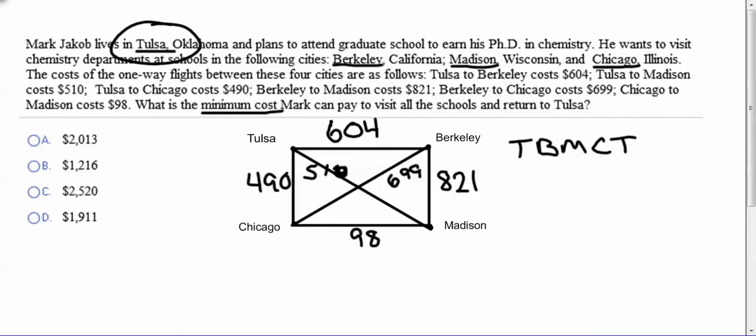Remember, it's not an Euler circuit. We do not want to use all the edges or all the flights. We just want to visit all the vertices. So that means it's a Hamilton circuit.